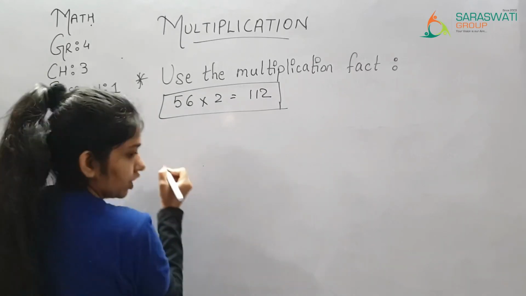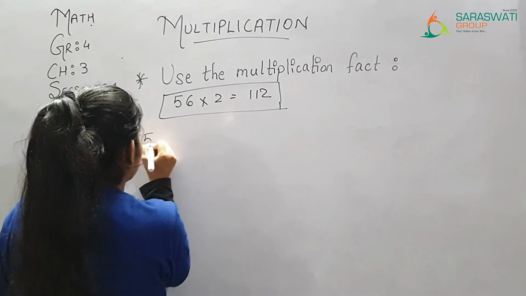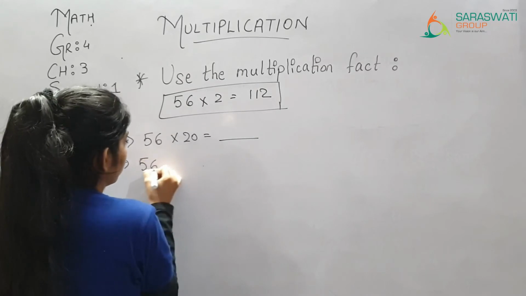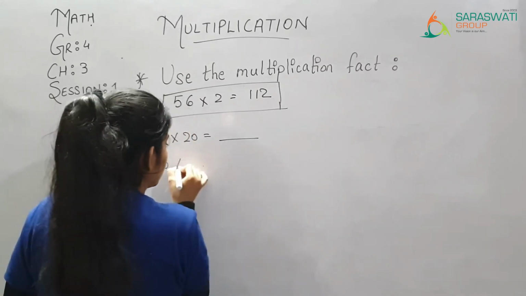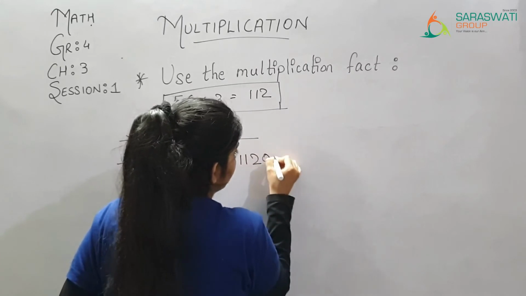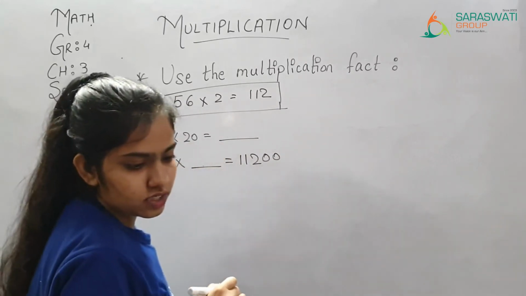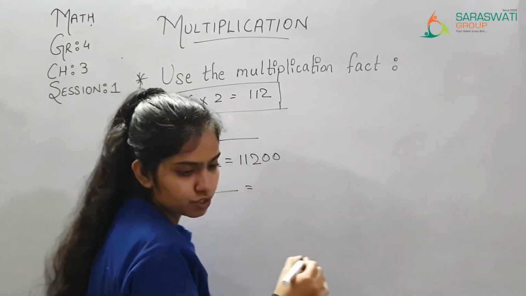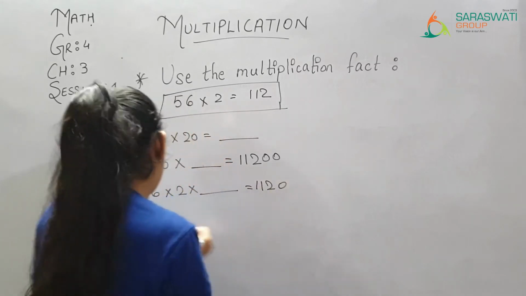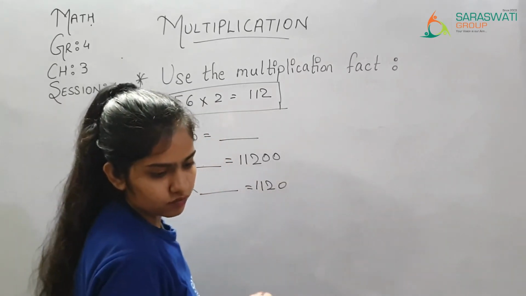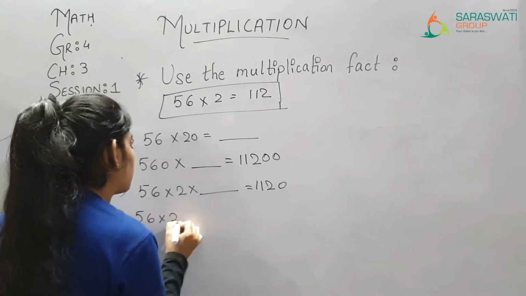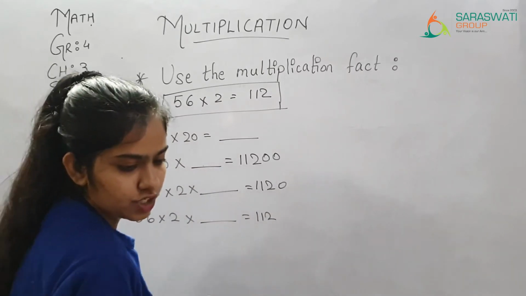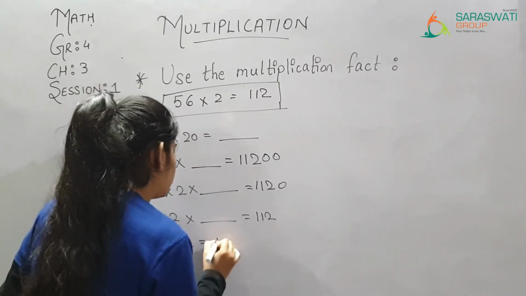Now 56 into 20, 560 into dash equals 11200. Then the next one is 56 into 2 into blank equals 1120. Then afterwards 56 into 2 into dash equals 112. Then afterwards dash into 2 equals 1120.